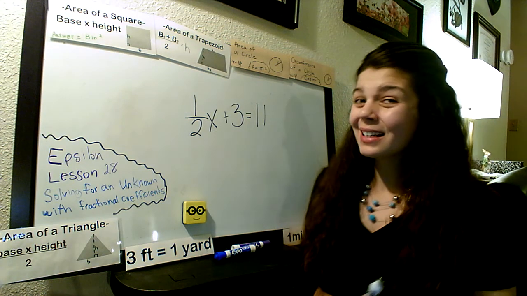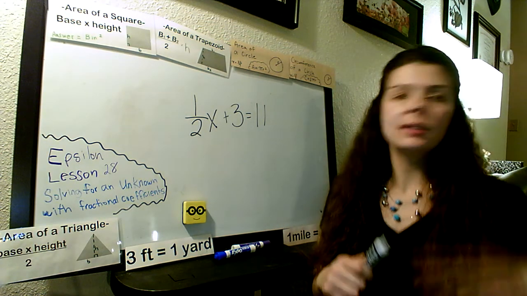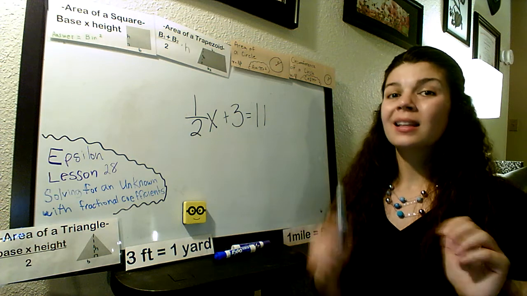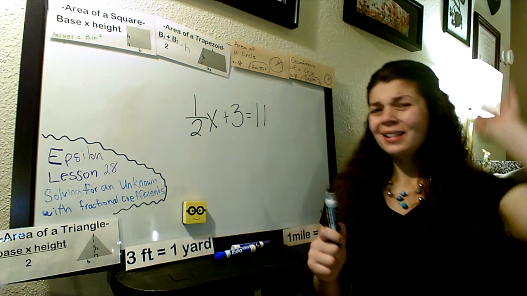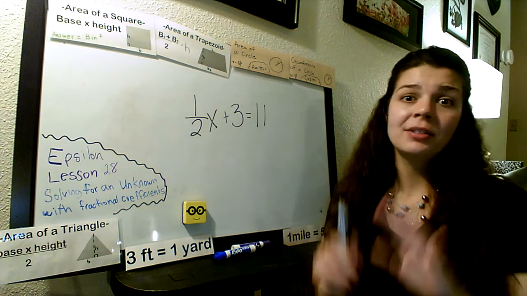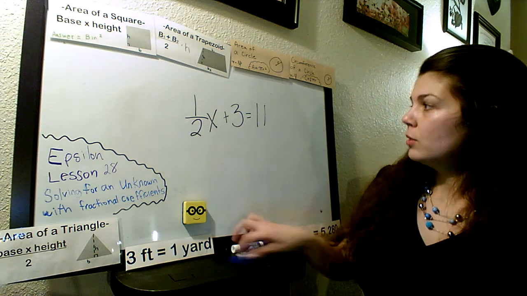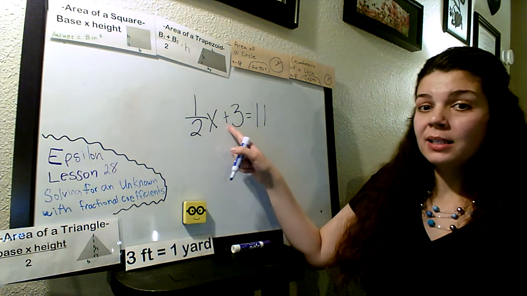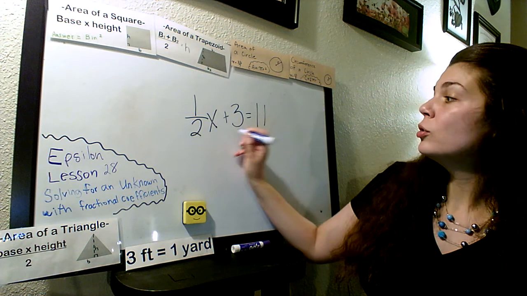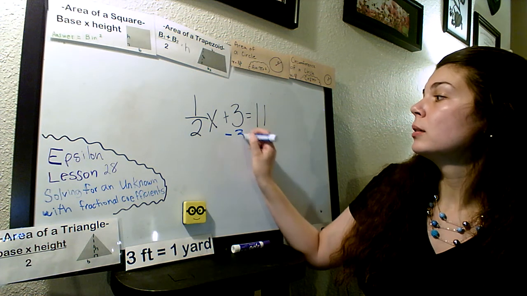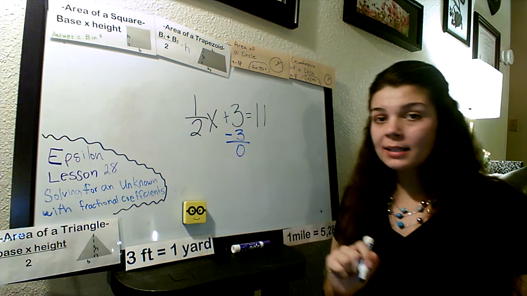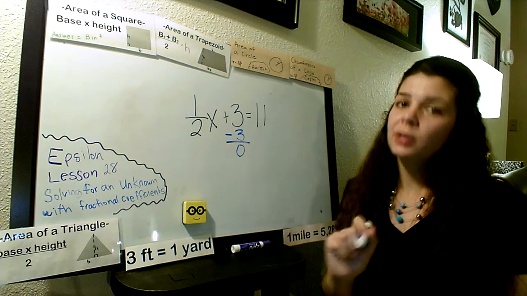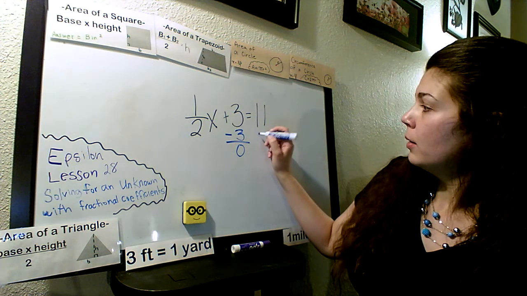Now, what isn't connected to the x yet? That's the easiest thing to take out. The easiest thing is to take this 3 out. It's floating. It's not even connected to the x. I don't have to divide anything with it. So I'm going to go ahead. If it's a positive 3, I'm going to subtract it. If I did it to one side, I have to do it to the other side as well.